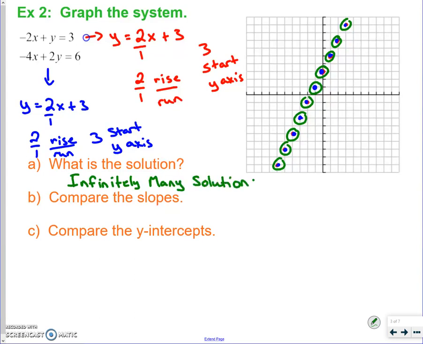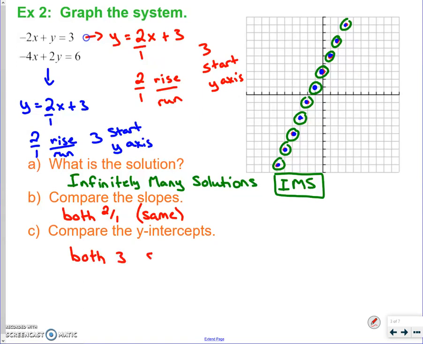And as usual in math, guys, we like abbreviations, we like shortcuts. You're not going to want to write that out every single time. So from here on out, you will write IMS. IMS stands for infinite many solutions. So it says compare the slopes, compare the y-intercepts. On this, we want to notice that the slopes are both 2 over 1, so they're the same. The y-intercepts are both 3, so they are the same as well.